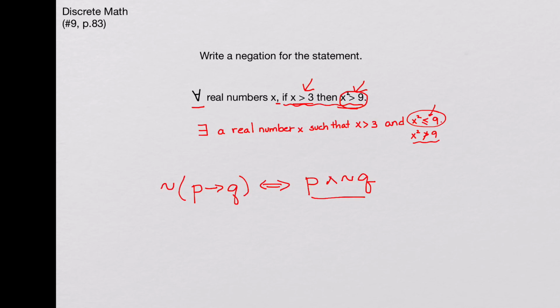All right. So our final answer is there exists a real number x such that x is greater than 3 and x squared is less than or equal to 9. So let's clean that up. There we go. So that's our final answer, and we're done.